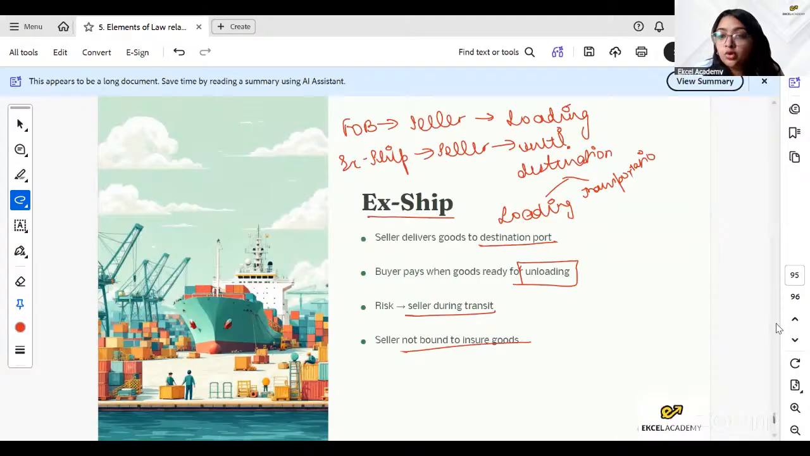I hope you are clear with all three examples, that is free on board, free on rail, cost, insurance, and freight, as well as ex ship. With this we come to the conclusion of your Sale of Goods Act. Before we take a quick break to start the next chapter, let us go through the module to see all of the topics that we have discussed so far in the Sale of Goods Act.